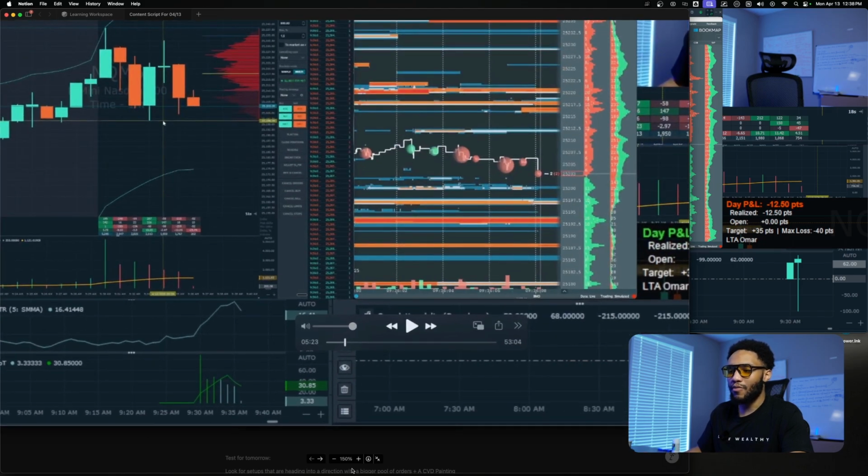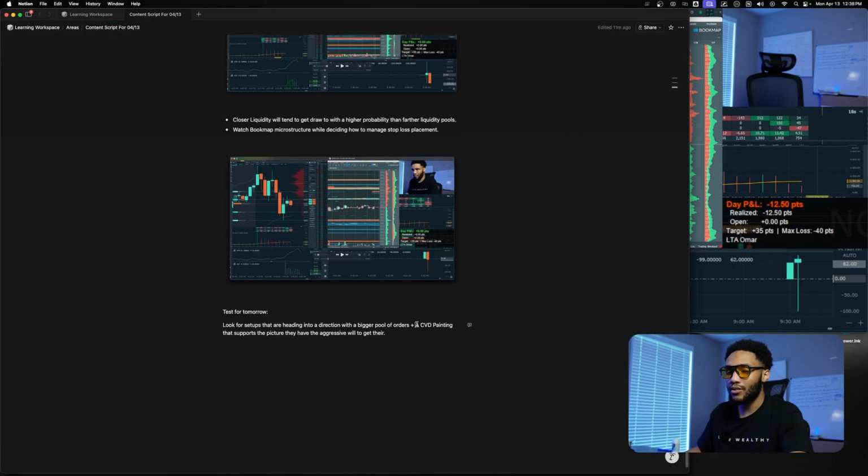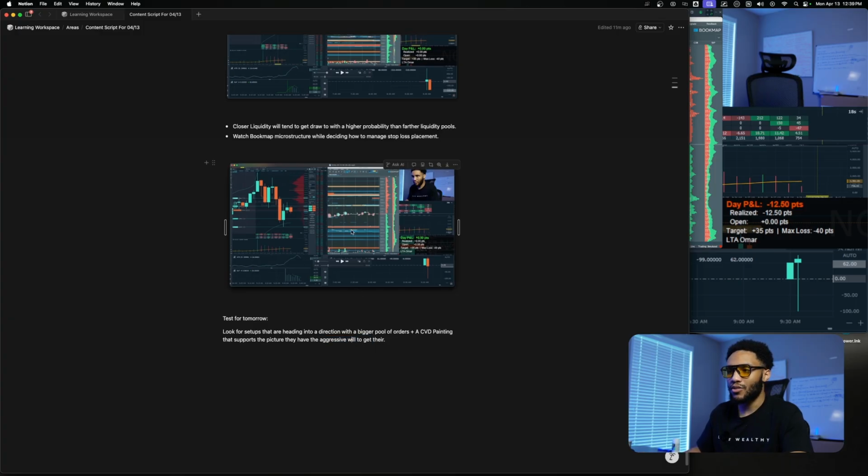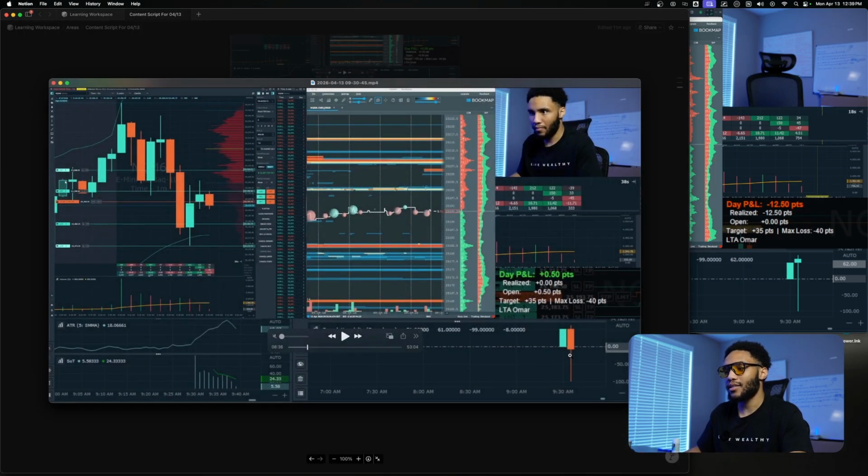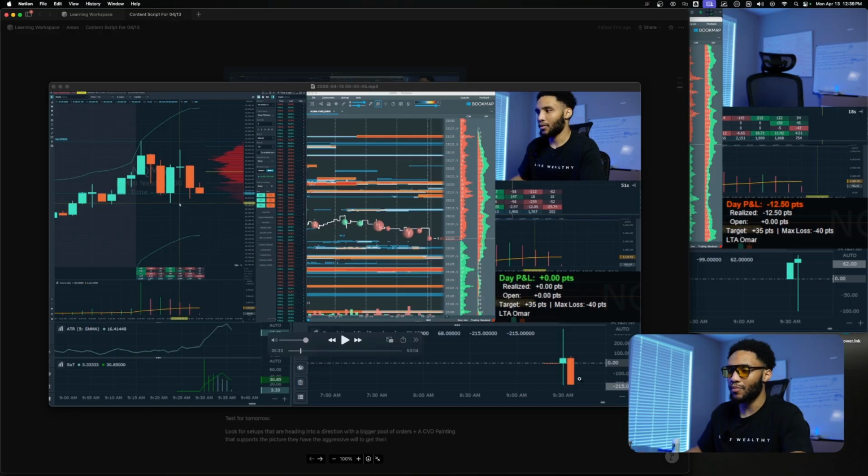And then on top of that as well, I want to see a CVD that is painting the picture that supports that they have the aggression to get their way. So instead of a CVD that's looking like this with a very large wick, especially in the direction that I'm trying to shorten, we want to look for more of something like this.